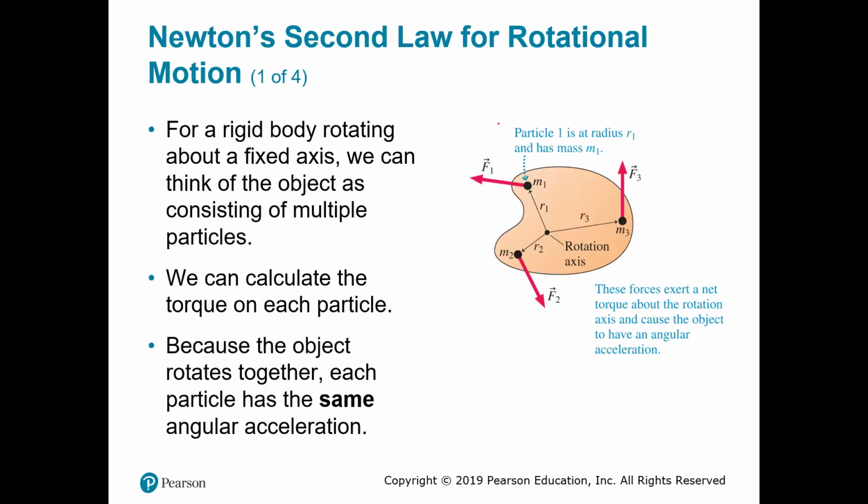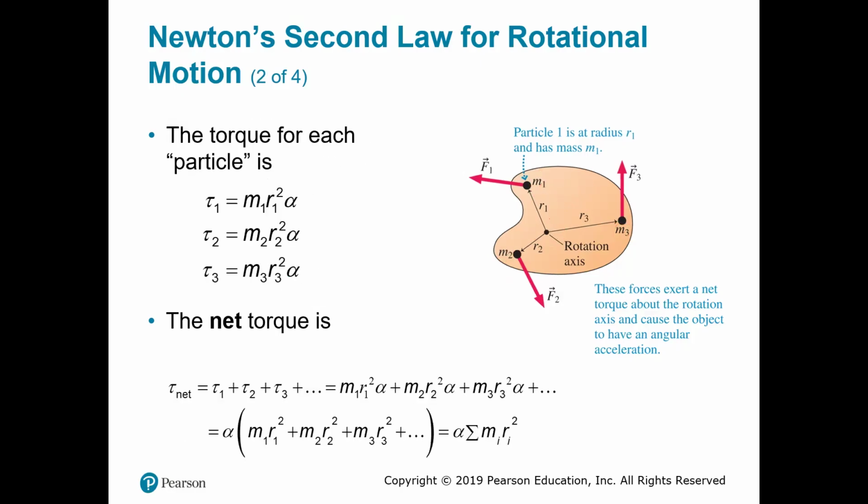Now let's talk about Newton's second law for rotational motion. Every single object, m1, m2, m3, is rotating together once this rigid body rotates. Their angular speed omega does not depend on the particle. So every single particle on this rigid body has the same angular speed and angular acceleration, right?